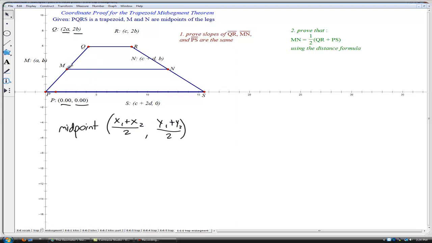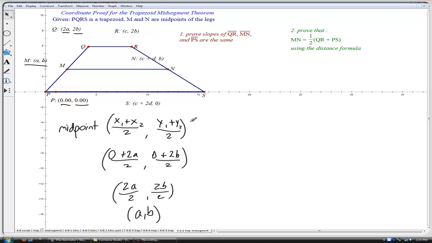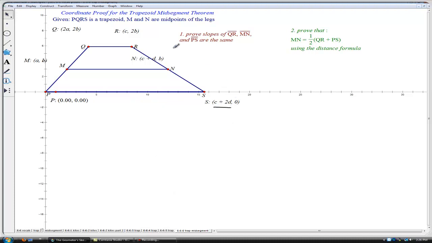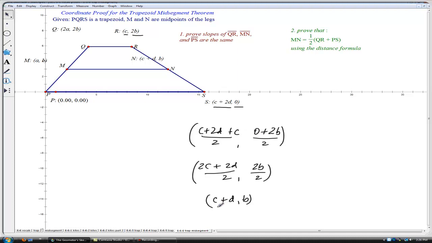So let's find and prove the coordinates of this midpoint. We have 0 plus 2a over 2, 0 plus 2b over 2, and when we simplify, we get our coordinates a, b. And now let's solve for the coordinates of this midpoint, for this leg. We have c plus 2d and c, and 0, 2b. And here we have our coordinates of midpoint N. c plus d is the x value, and b is the y value.